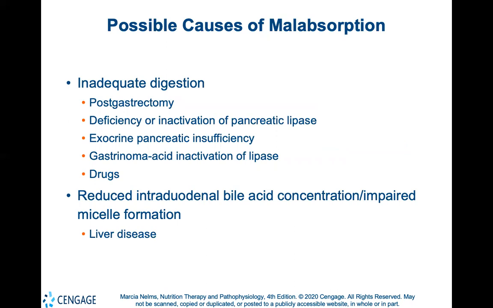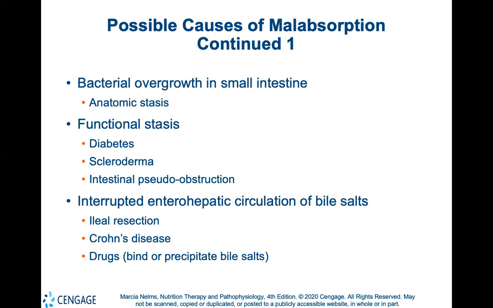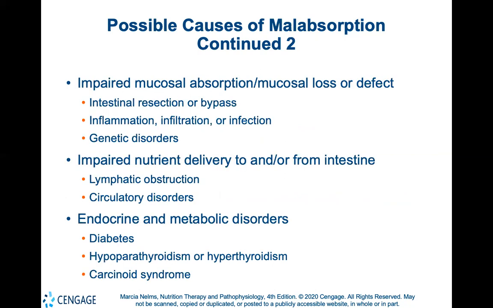Possible causes of malabsorption: inadequate digestion, reduced intraduodenal bile acid concentration, impaired micelle formation, or liver disease. Bacterial overgrowth in the small intestine, functional status, interrupted enterohepatic circulation of bile salts, impaired mucosal absorption, mucosal loss or deficit, impaired nutrient delivery to and from the intestines, and endocrine and metabolic disorders.